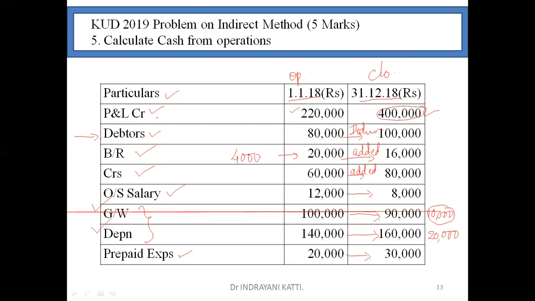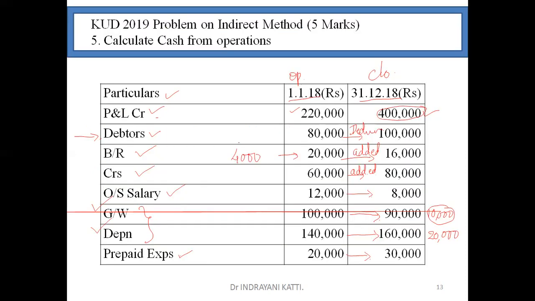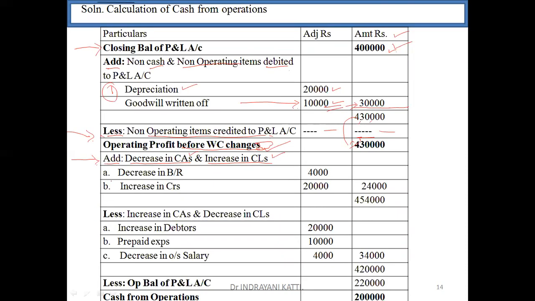And next we are taking the increase in creditors. There is an increase in the creditors also, that is 60,000 to 80,000. How much increased? 20,000 is increased. These two items are to be added. Okay. Now let me add first one, decrease in bills receivable rupees 4,000 and increase in current liability, that is creditor rupees 20,000. These two total will be 24,000.